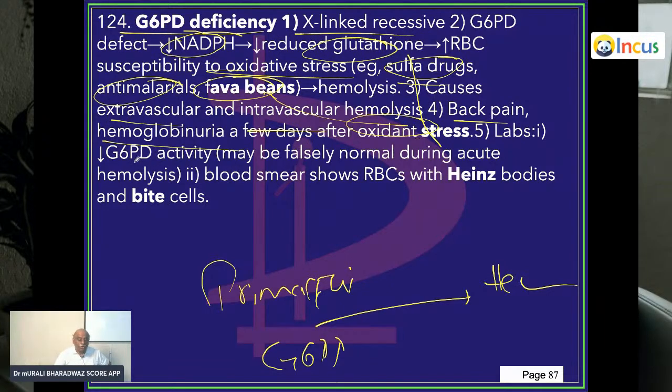So decreased G6PD activity. And the blood smear shows Heinz bodies. What is a Heinz body? Oxidized hemoglobin in the RBC. And if it is being eaten away, what do you get? Bite cells. Degmacytes. Degmacytes is Amita's favorite answer.